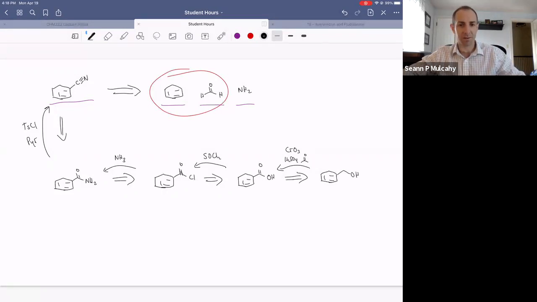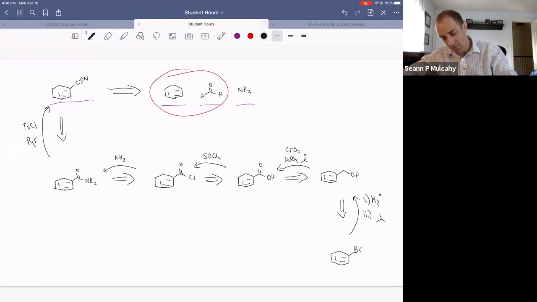Why might that help us? It might help us because we can make that primary alcohol from a combination of this bromobenzene reacting with magnesium, followed by a carbonyl, formaldehyde, followed by trapping with ammonium chloride. And then how do you make that bromobenzene? By simply taking benzene and reacting with iron tribromide and bromine.